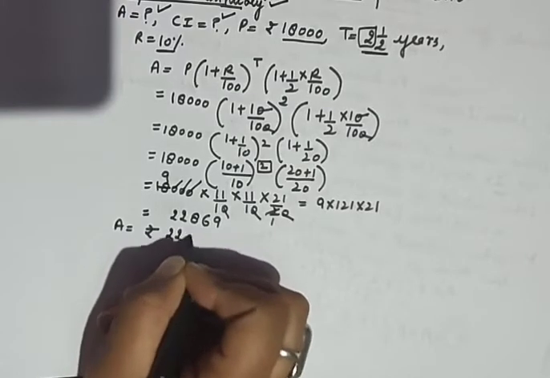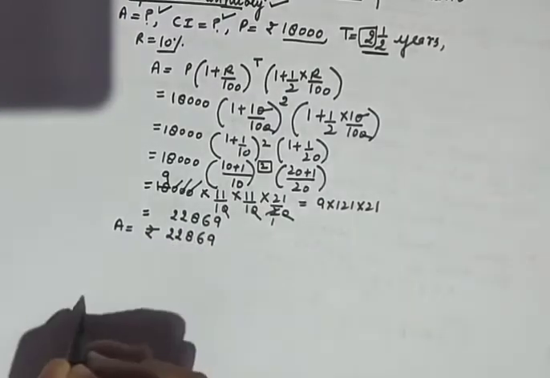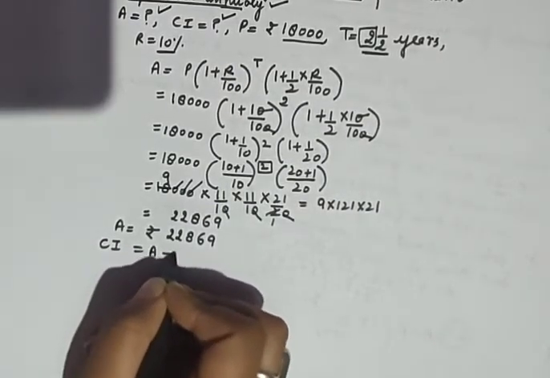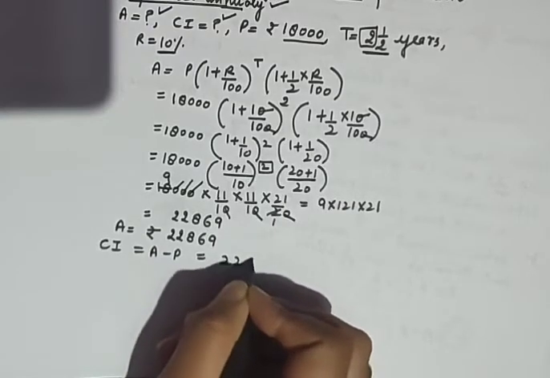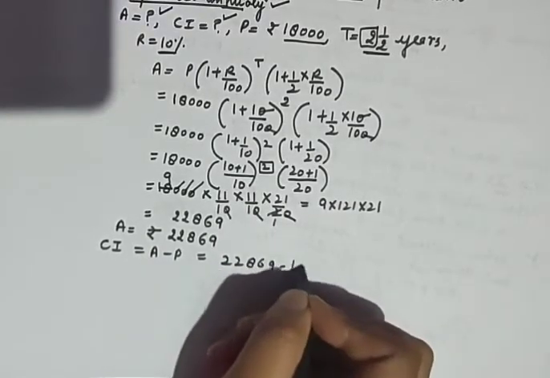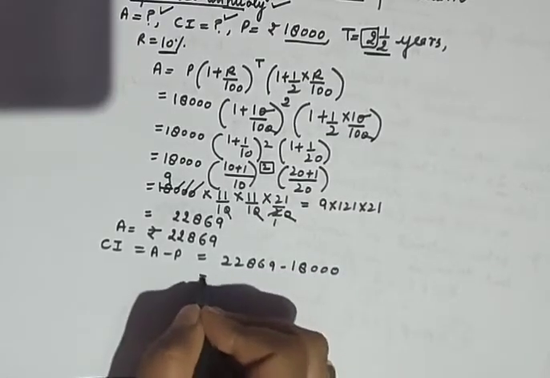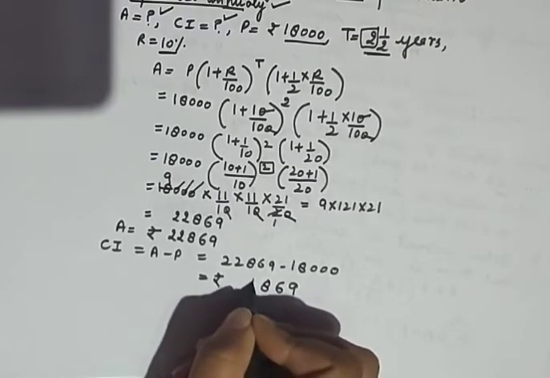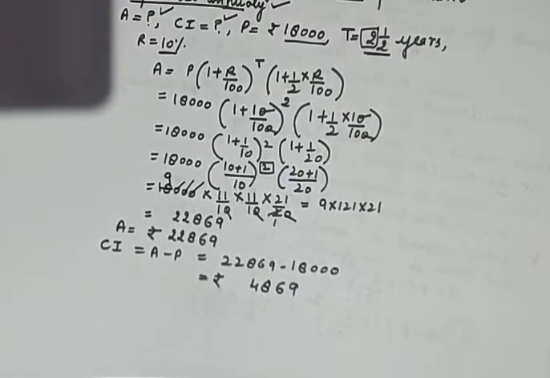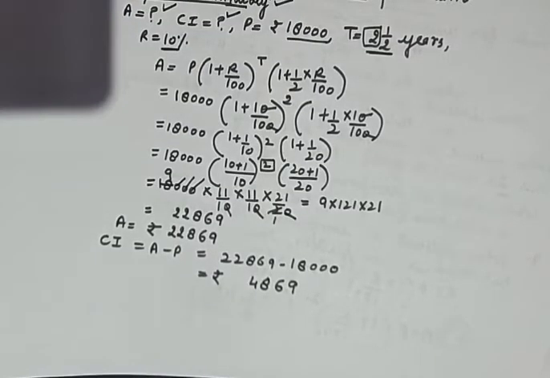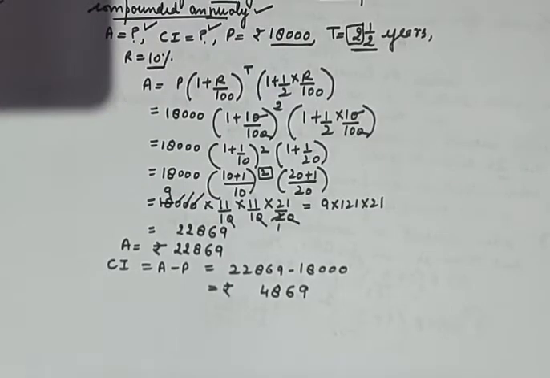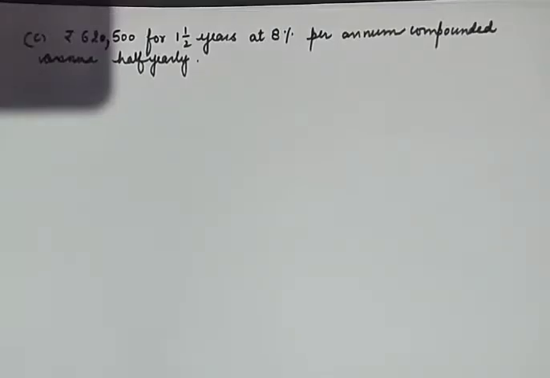It is rupees 22869 here. And what about your compound interest? As you know that it is A minus P here, so it is 22,869 minus 18,000 here. So what will your compound interest be? That is 4,869 here. So the compound interest that is coming will be how much? It is 4,869 here.